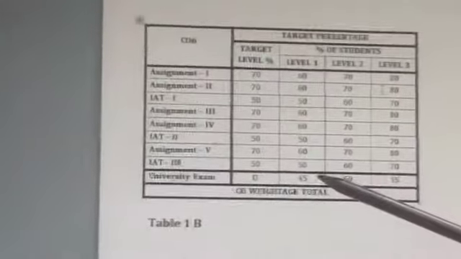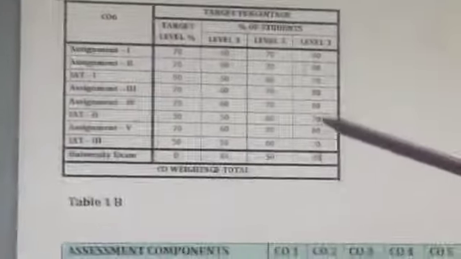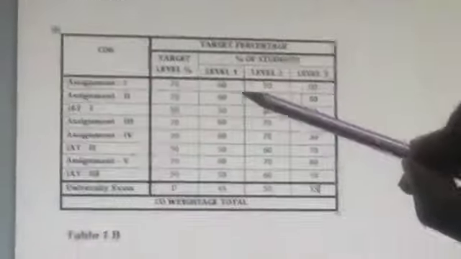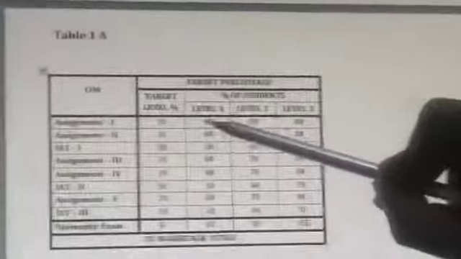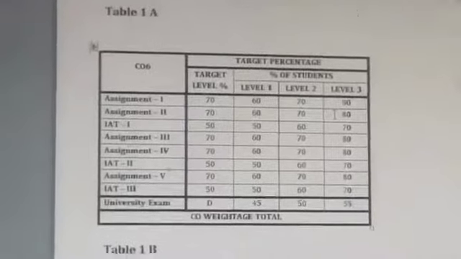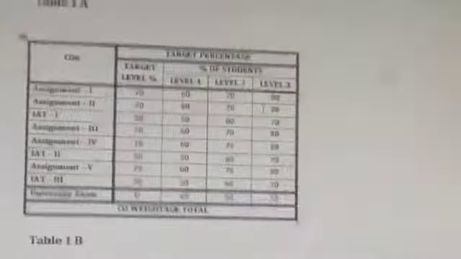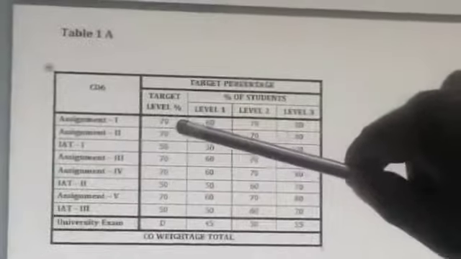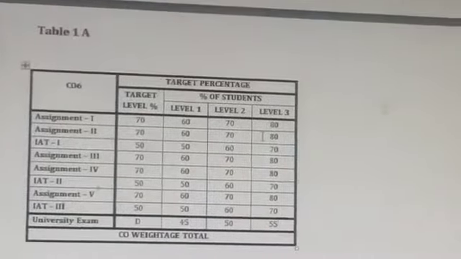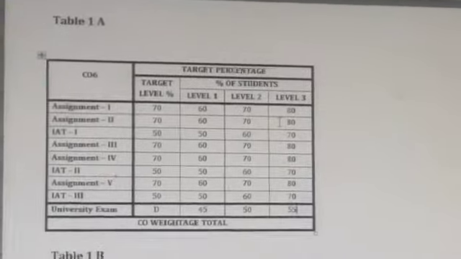Similarly, for university examinations, I have also fixed level 1, level 2 and level 3. Level 1 is 62 to 70, level 2 is 72 to 80, and level 3 is above 80% of the students. If above 80% of the students have reached 70% marks in assignment 1, the level is 3. So in that way, I have finalized the level.